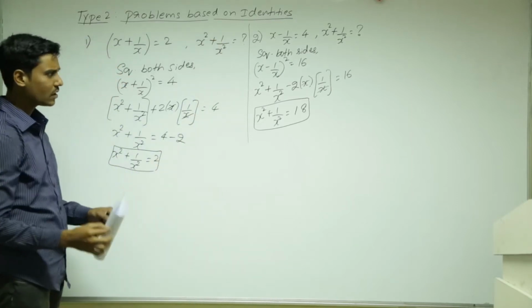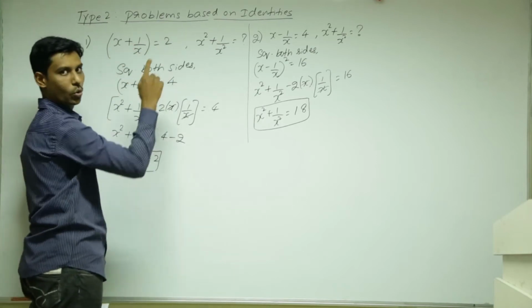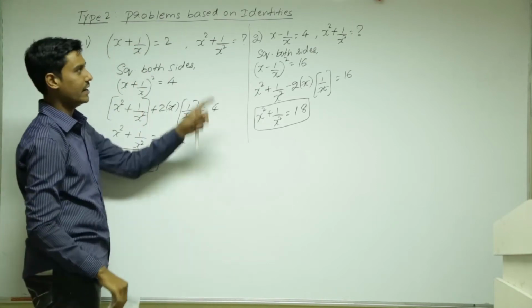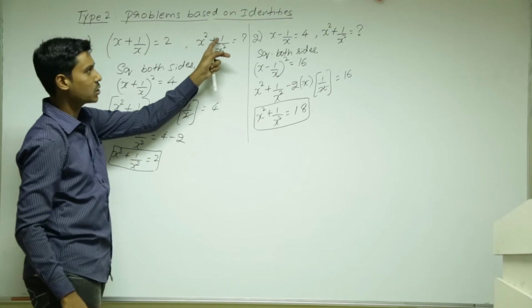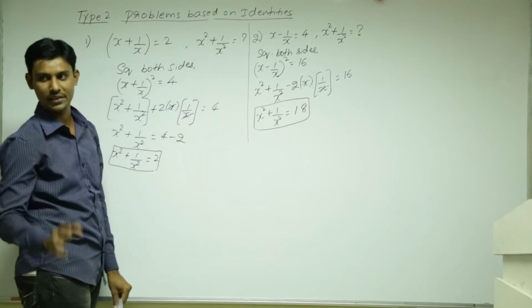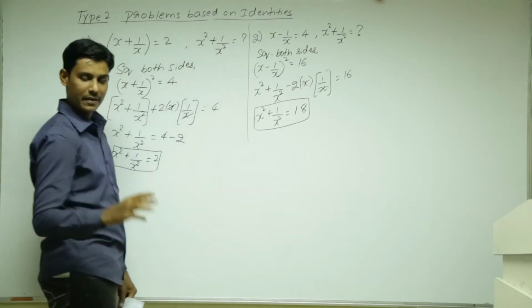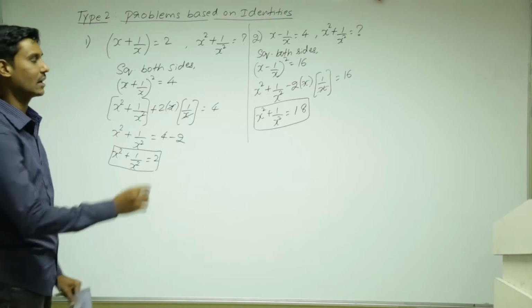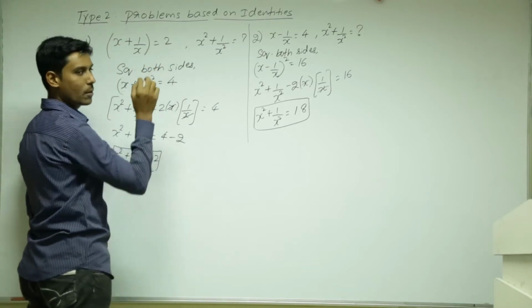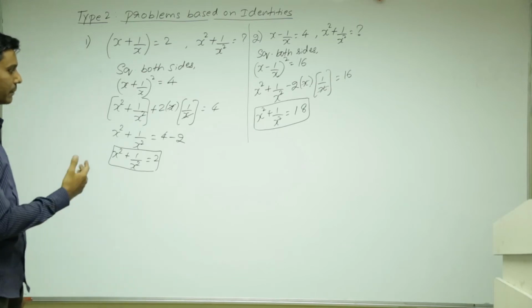That means suppose if your question is, if x plus 1 by x is equal to 2, find x power 99 plus 1 by x power 99. That answer also is nothing but 2 itself, because 1 power 99 plus 1 by 1 power 99 is also 2 itself, right? That means if the right hand side is 2, substitute x value as 1. That is one method of solving.